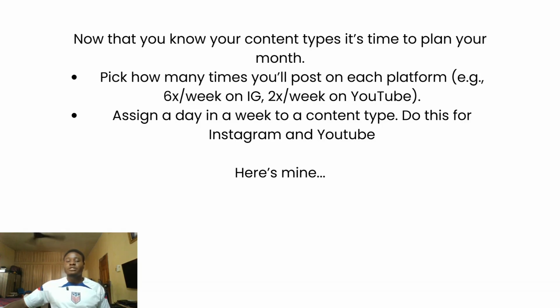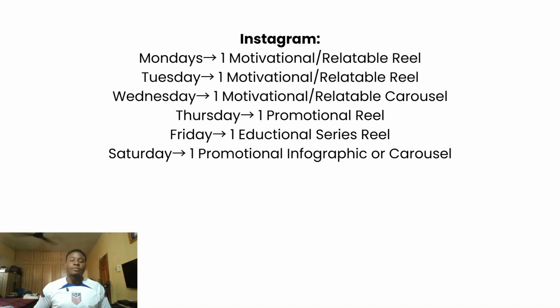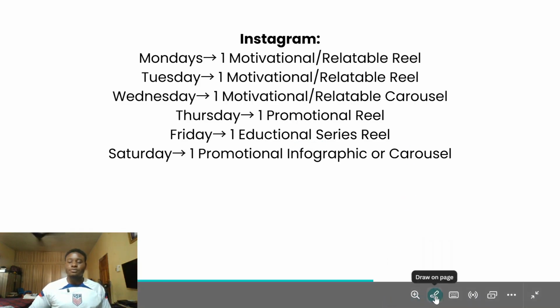So what I recommend is posting at least once a day, 6 days a week on Instagram, then once a week on YouTube, or twice a week on YouTube. So yeah, then the next thing you need to do is assign a day in a week to a content type. So you need to do this for both Instagram and YouTube. So here's mine. So basically on Mondays, I post motivational or relatable reels. On Tuesdays, I do the same, motivational or relatable reels. On Wednesdays, I post motivational or relatable carousels. And this is basically my attraction.